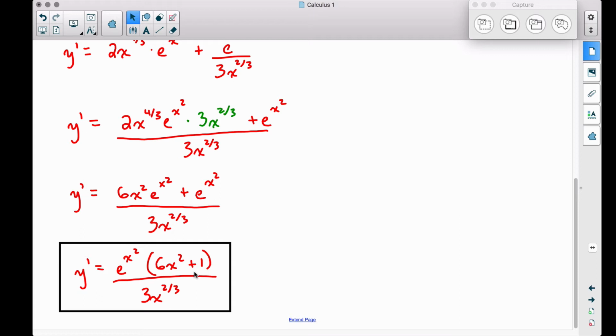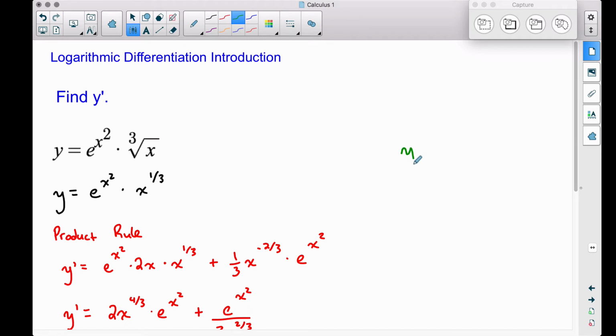Let's look at logarithmic differentiation now. So we have y equals e to the x squared times x to the 1/3. That's the cube root of x. Logarithmic differentiation is not absolutely required here, as you can see, we just worked this out using the product rule, but I'm going to take the natural log of both sides. So natural log of y is equal to the natural log of this stuff right here.